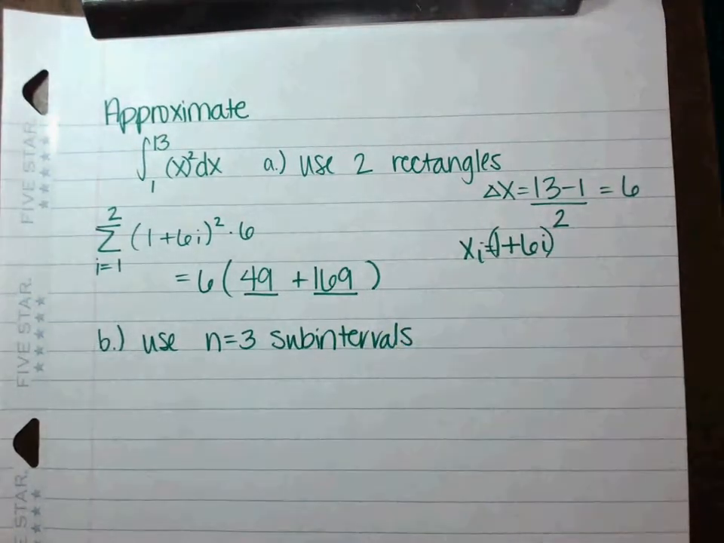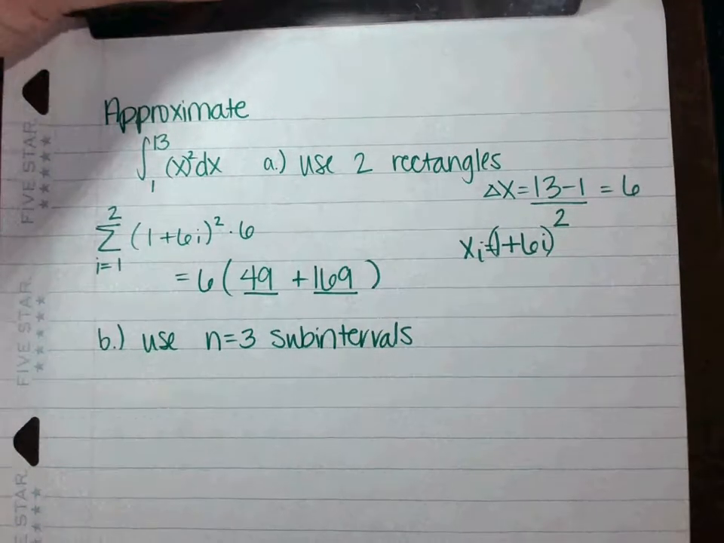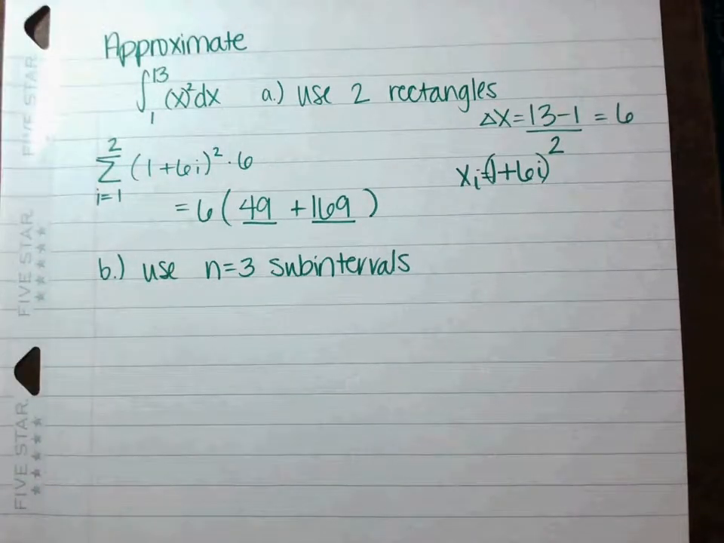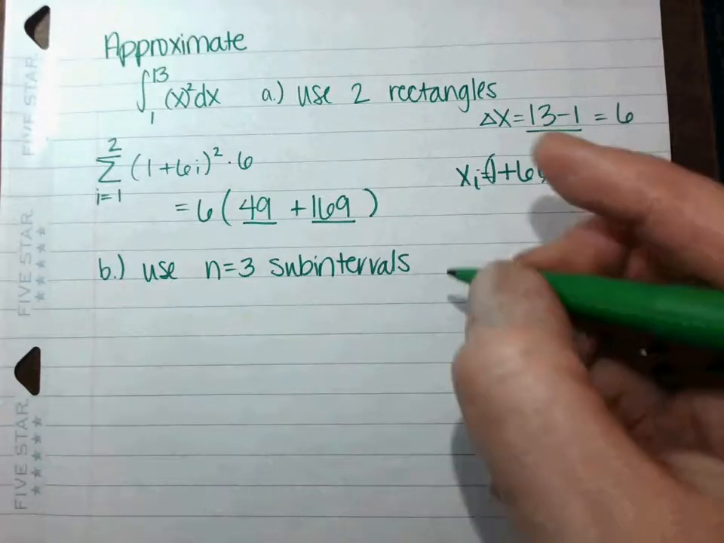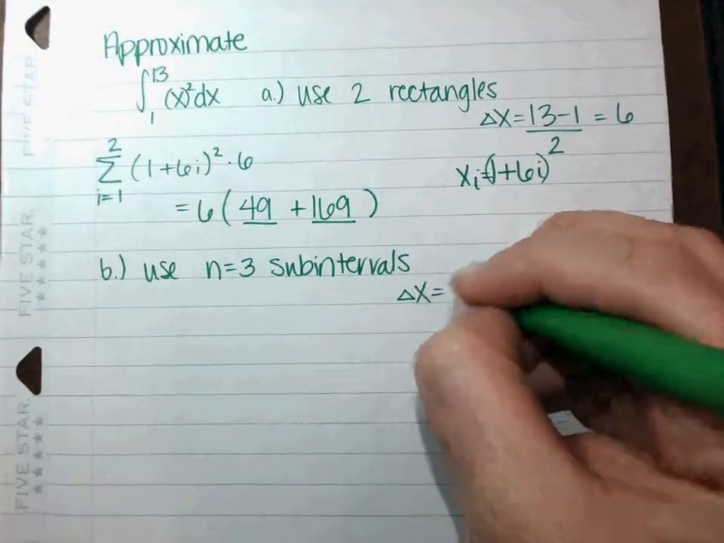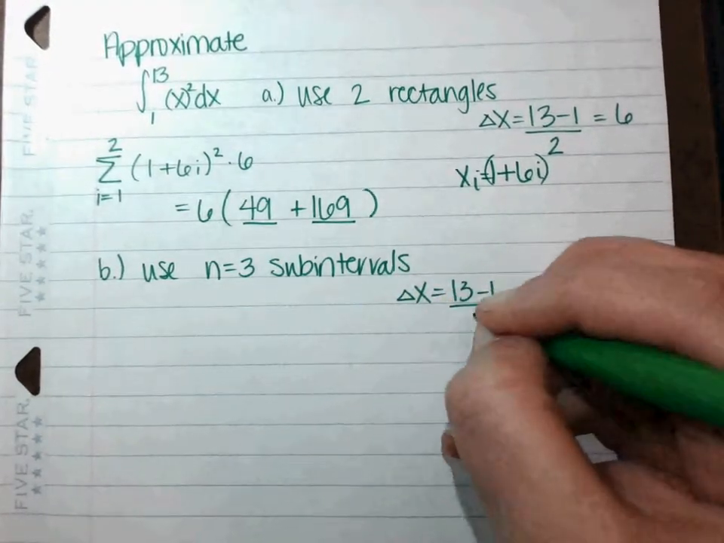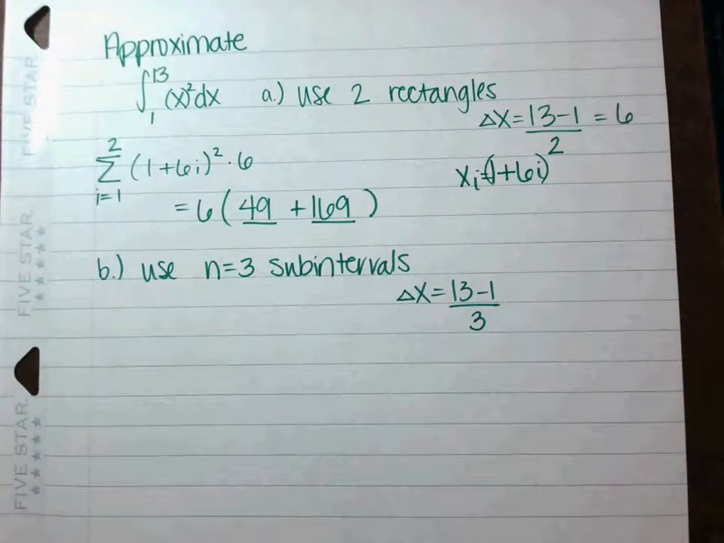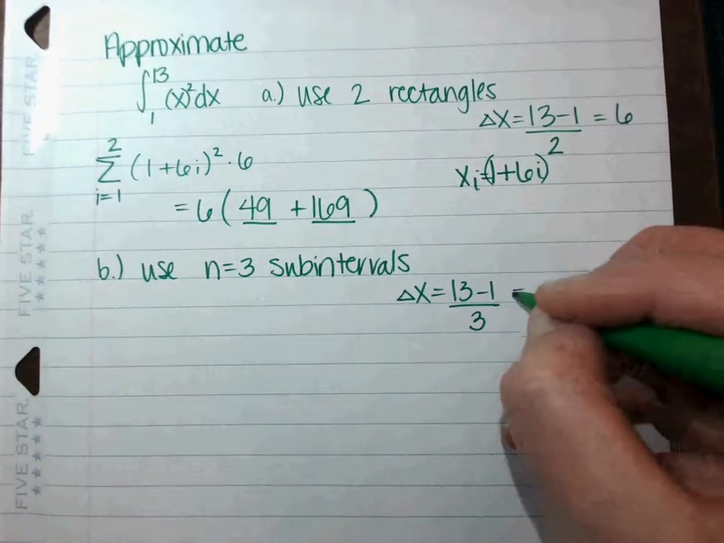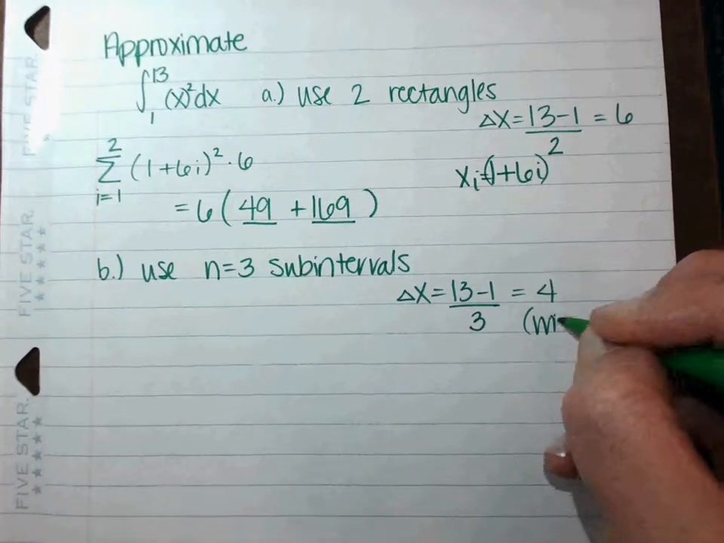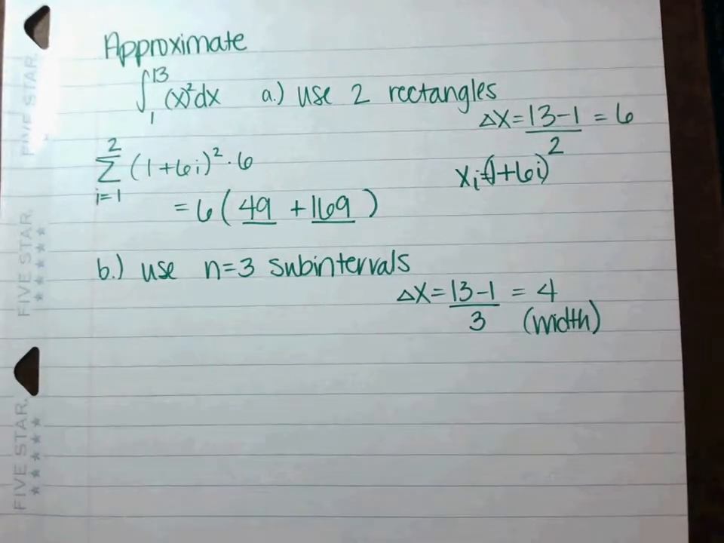Everything else is going to stay the same, though. So I'm still integrating from 1 to 13. My function is still x squared. Okay, what is going to happen to the width of my subinterval if I increase the number of subintervals? They're each going to get smaller. So delta x equals 13 minus 1 divided into 3 equal parts. So that would be 12 divided by 3 is 4. Remember, that's my width.